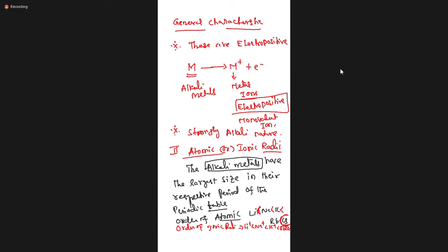Order of ionic radii: Li+, Na+, K+, Rb+ and Cs+. So in the ionic radii, Cs+ has the largest size compared with Li+. Is it clear? Yes, sir. Please complete it fast. Once you're done, you come to me.